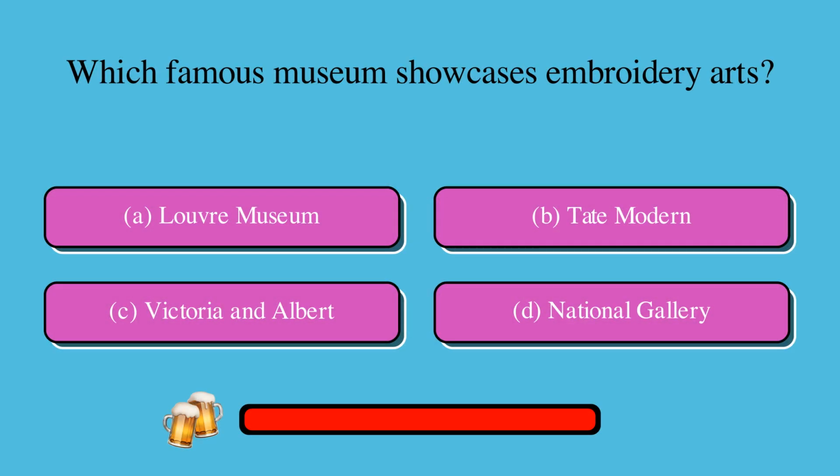Which famous museum showcases embroidery arts? Is it A, Louvre Museum, B, Tate Modern, C, Victoria and Albert, or D, National Gallery? The correct answer is C, Victoria and Albert.